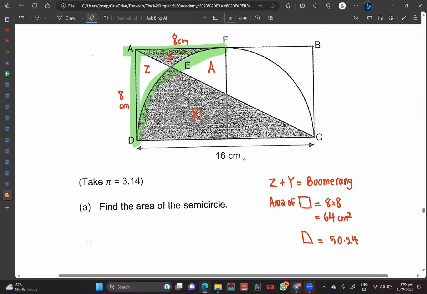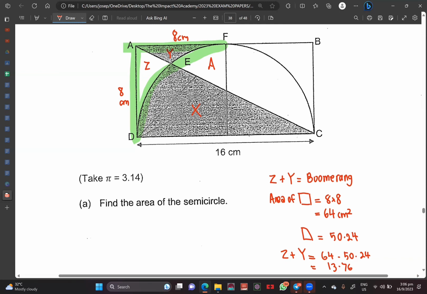Now, if I have that already, I can find Z plus Y. Finally, I know that Z plus Y is 64 minus 50.24, which gives an answer of 13.76. This is just for the boomerang. Am I making sense here? Amazing, Z plus Y I have. Now, another thing I can find is Z plus X. I'm not doing A, by the way, guys. I'm doing B, but I don't want to scroll down because I want you all to see the diagram.